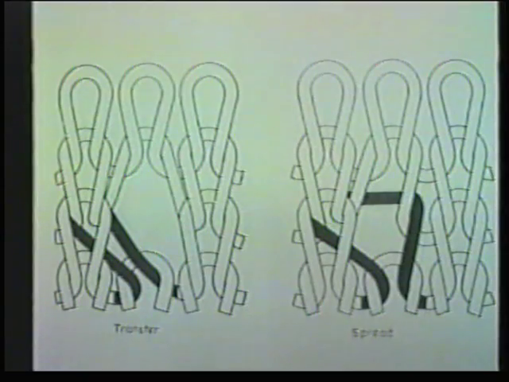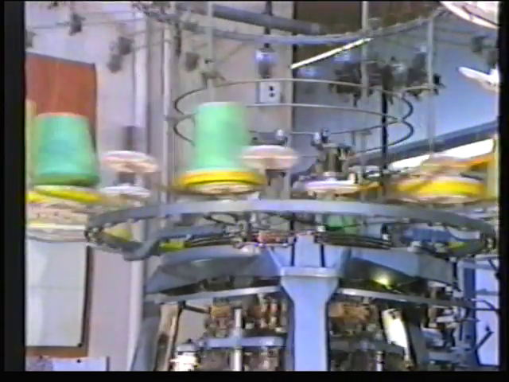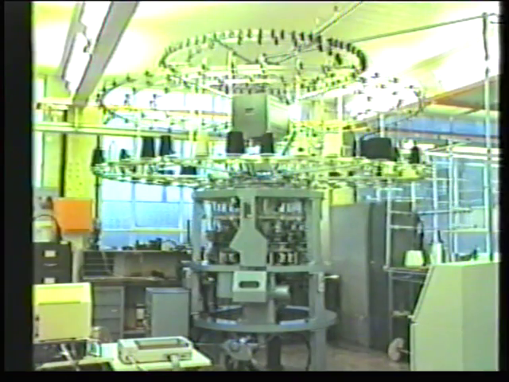In this program we have looked at the basics of knitting and the building blocks of knitting stitches. In the next program we shall deal with some commercial knitting machines and with the products produced from them.